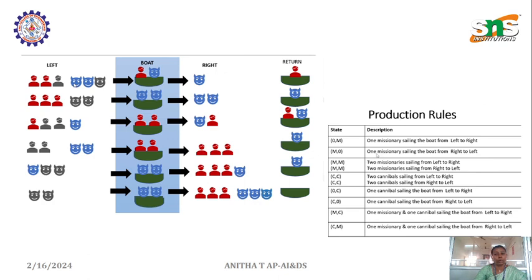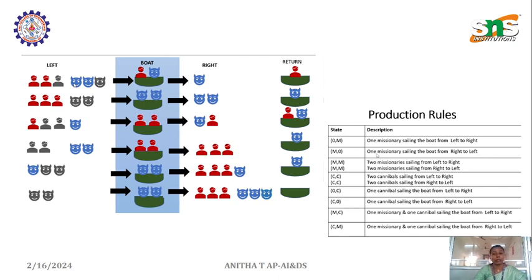So this is one of the production rules. OM, that is, one missionary sailing the boat from left to right. And then MO, one missionary sailing from right to left, and O is an empty space. And then MM, two missionaries sailing from left to right, and MM, two missionaries sailing from right to left. CC, two cannibals sailing from left to right, and two cannibals sailing from right to left.